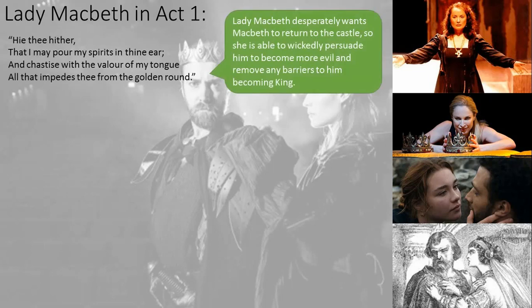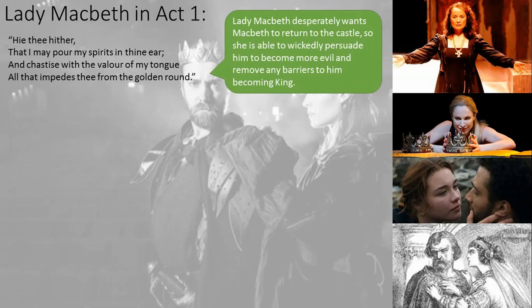So the first one here comes from Lady Macbeth's soliloquy in Act 1. And this is just after she's received the letter from Macbeth. And she says, "Hie thee hither." So she wants him to arrive at the castle quickly. So get here quickly. And she wants to pour his spirits into his ear. Which alludes to this idea of supernatural wickedness that she wants to persuade him with. And finally, she wants to chastise with the valour of her tongue.